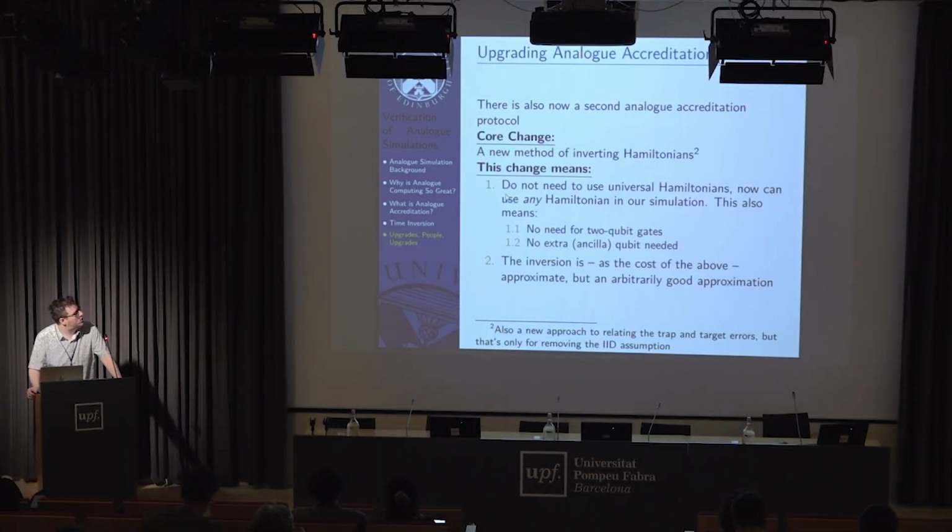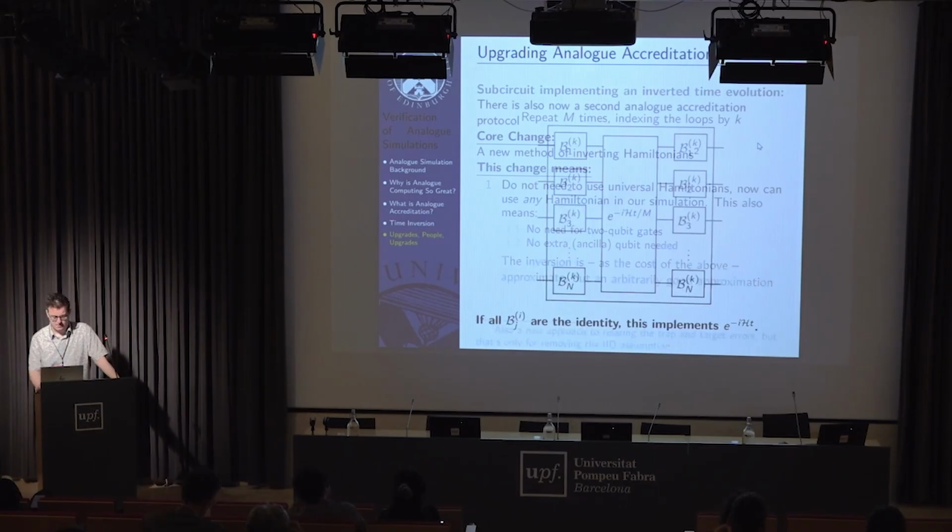Okay, so the core change is that we now have a new method inverting Hamiltonians that I mentioned before. And this means that we, essentially the same stuff I said before, this means that we don't need universal Hamiltonians, and we also don't need 2-qubit gates. And we don't need ancilla qubits, again, the cost being that time evolution being inverted is now approximate.